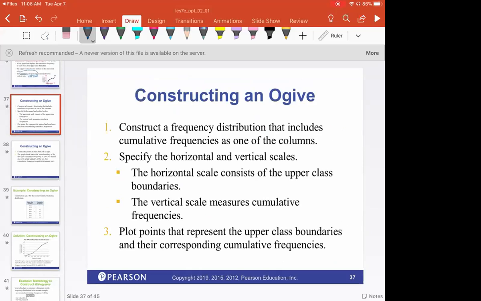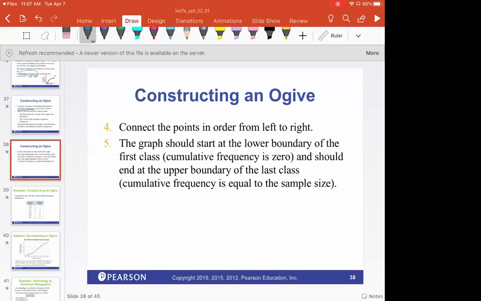So to construct an ogive, construct a frequency distribution that includes cumulative frequencies as one of the columns. Specify the horizontal and vertical scales. The horizontal scale is the upper class boundaries and the vertical scale measures the cumulative frequencies. Plot the points that represent the upper class boundaries and the corresponding cumulative frequencies. Connect the points in order from left to right. The graph should start at the lower boundary of the first class and should end at the upper boundary of the last class.